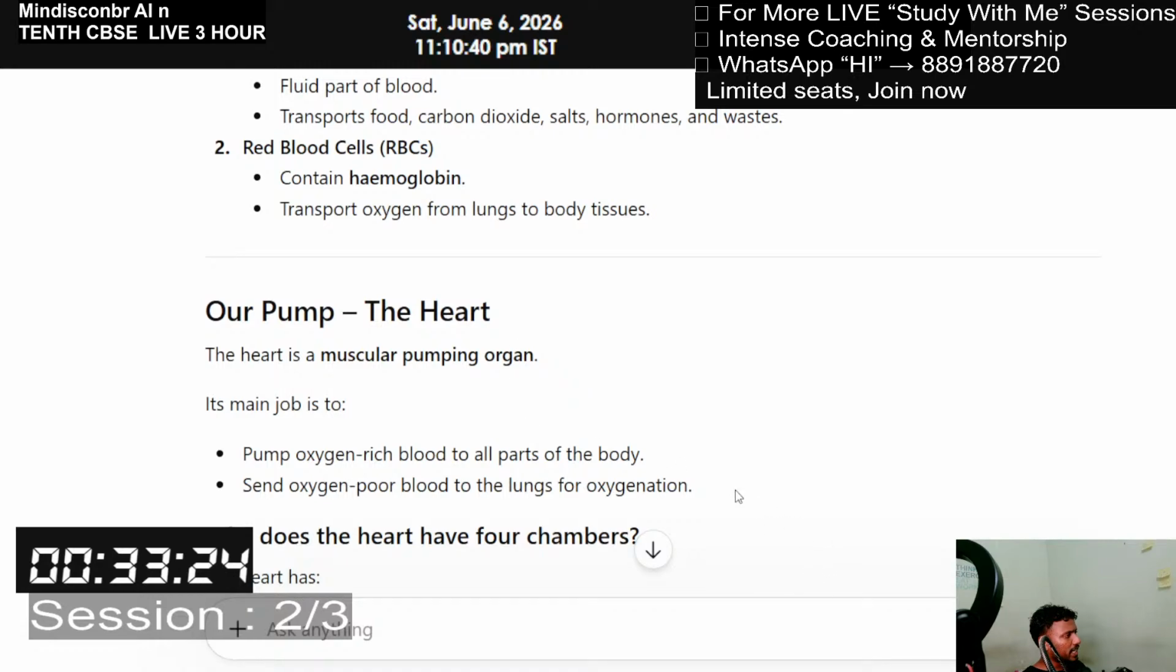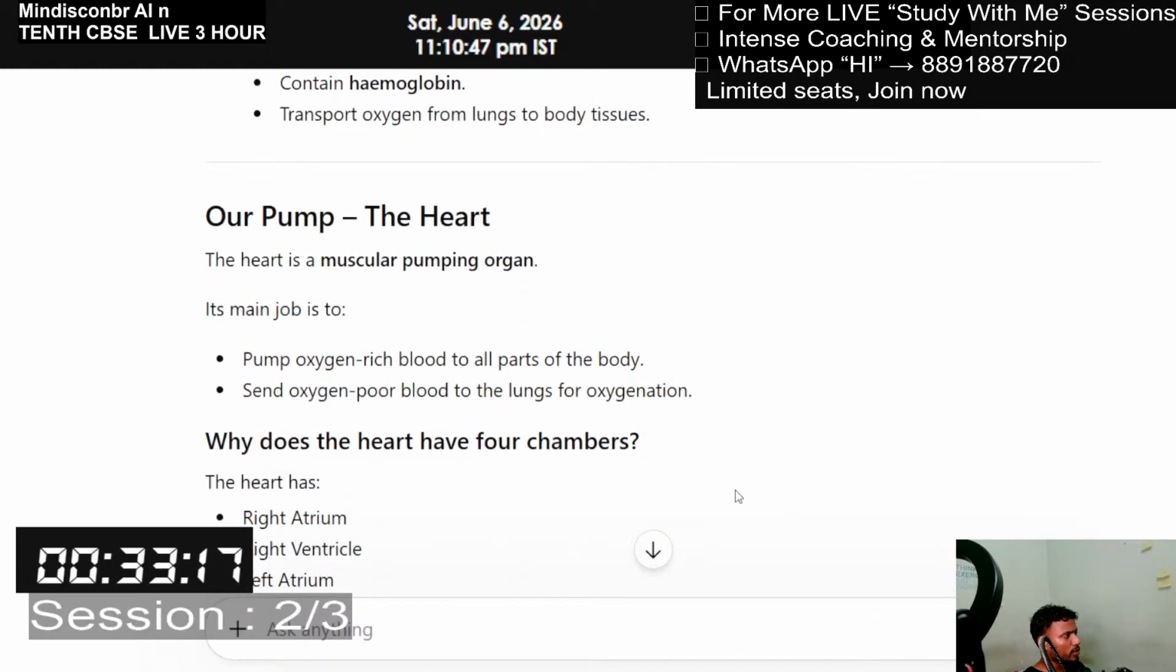Our pump, the heart. The heart is a muscular pumping organ. Its main job is to pump oxygen-rich blood to all parts of the body, and send oxygen-poor blood, that means deoxygenated blood, to the lungs for oxygenation.